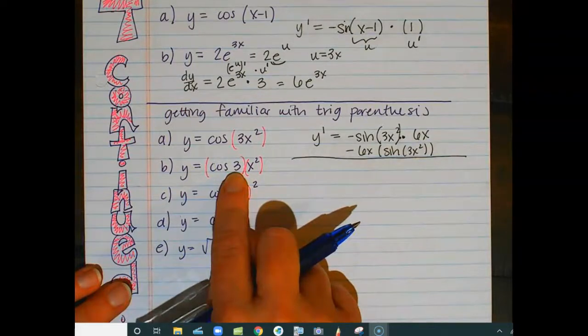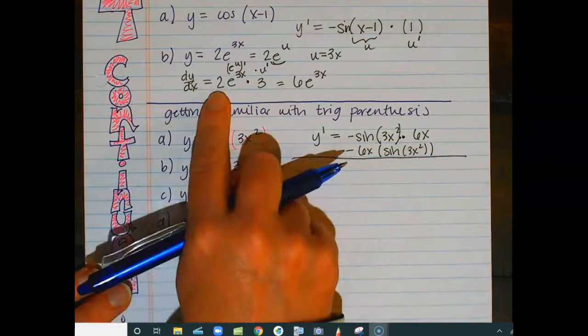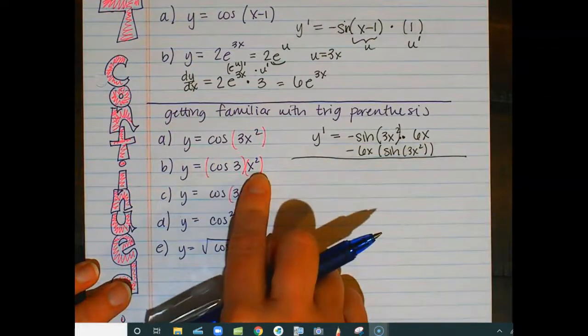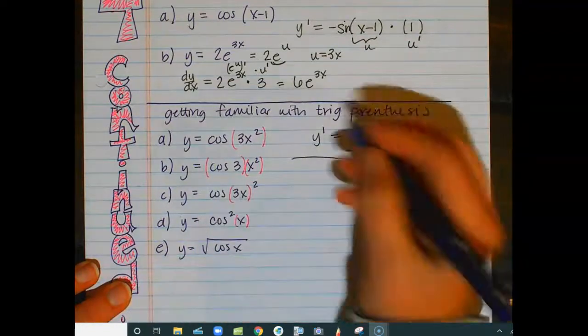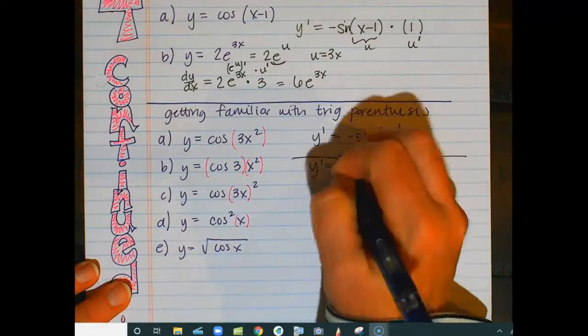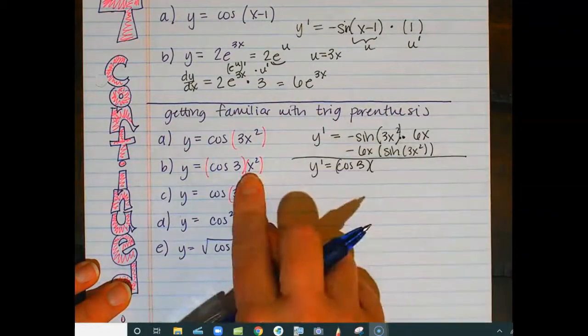So this is a lot like the square root of 2. I don't know what the exact number is. It's not something on my unit circle. It's not pi or pi over 6 or something that I know from the unit circle. So I'm going to leave this as cosine 3 just like I did up here with the 2. I'm going to consider this the coefficient. So this turns into not a composite function at all. This is going to be y prime equals, keep cosine of 3 times the derivative of x squared, which is 2x.